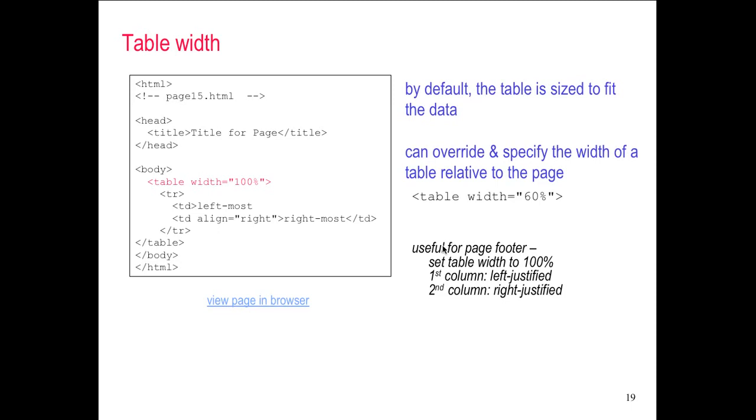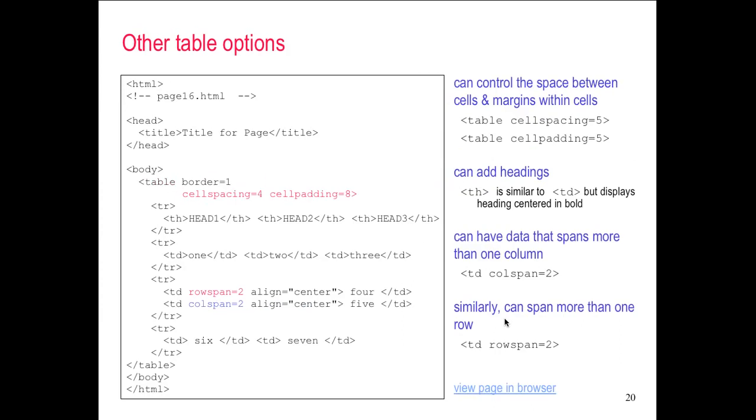Useful for a page footer. So set the table width to 100%. The first column is left justified, the second column is right justified, and then you have a nice little page footer at the bottom of the page. You can put a table down there, and then all of a sudden all your pages have the same footer, and it looks consistent. Nice. So tables are sometimes used for consistency in terms of that concept.